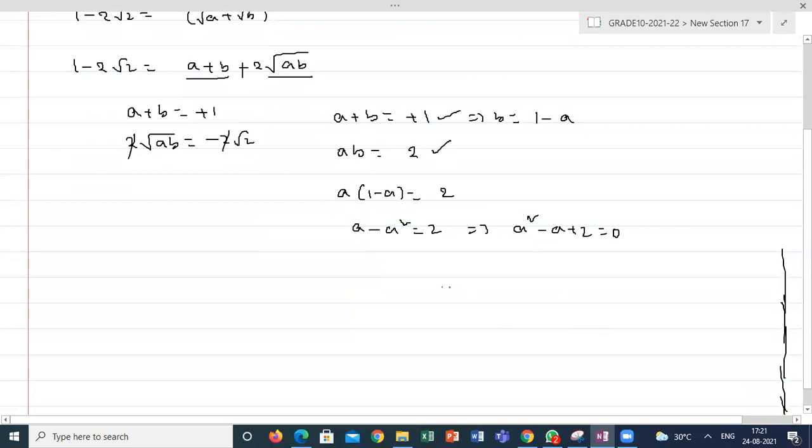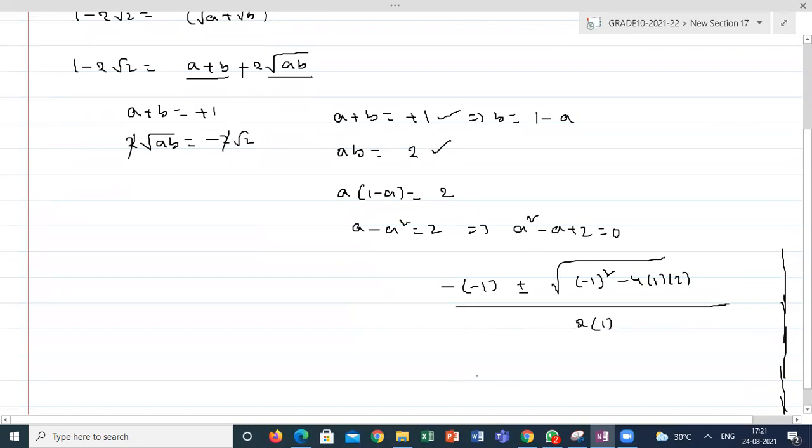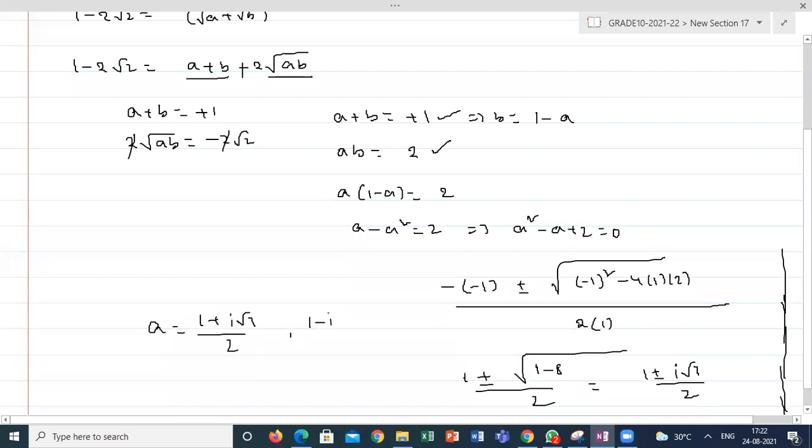Yes, sir. So minus of minus 1 plus or minus square root of b square minus 4ac. B square is minus 1 whole square minus 4 into 1 into 2 divided by 2a. This is 1 plus or minus square root of 1 minus 8 by 2. This is 1 plus or minus i root 7 by 2. So what is our answer of a? A is 1 plus i root 7 by 2, 1 minus i root 7 by 2.